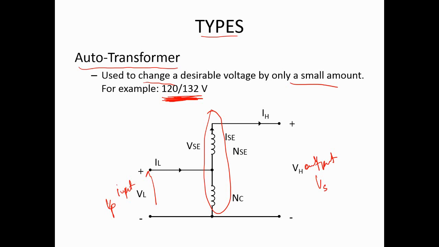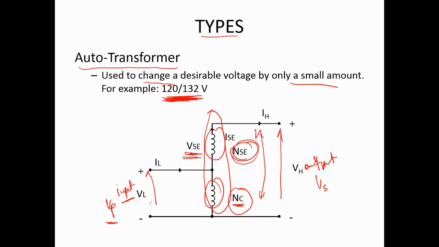So for a small variation of stepping up voltage, we can use this kind of configuration, which we call an autotransformer. They also have two coils. One coil at the terminals of the input voltage is called NC, number of turns NC, and then we have another coil here. It's not really a secondary, because the secondary is the combination of both. The additional coil is NSE, and it creates a certain voltage VSE. But at the output, what we're taking out is the total voltage, the sum of VSE plus VL, right? Okay, so that's autotransformers for a small amount of stepping up.